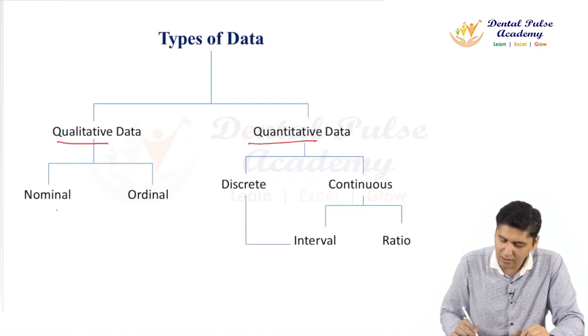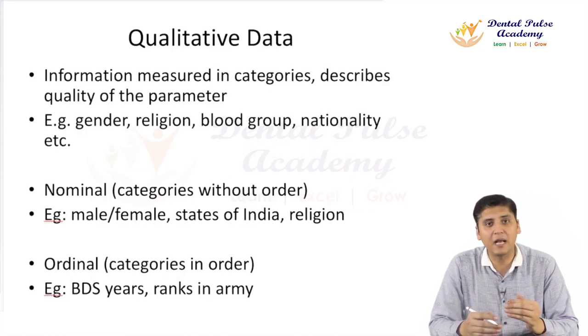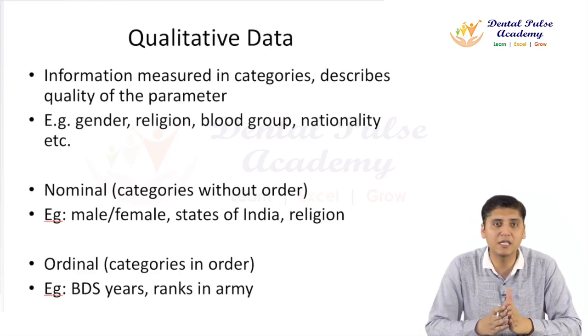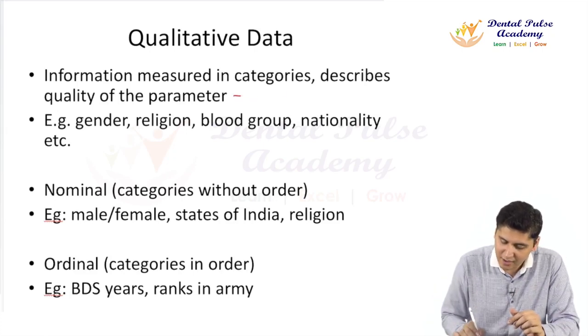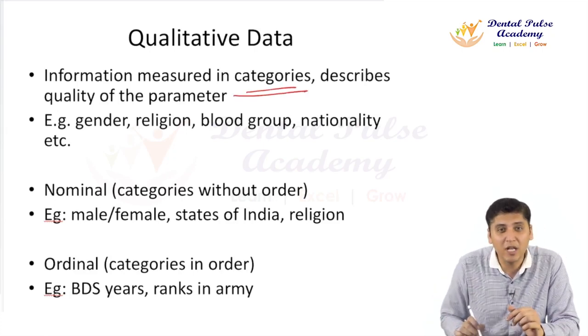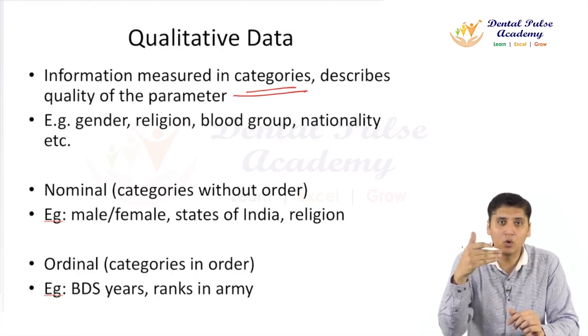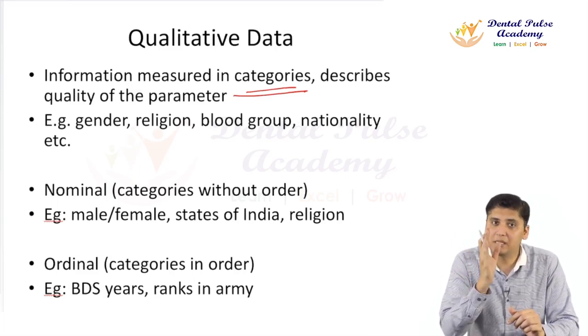Quantitative has two subparts, discrete and continuous, or we also call it interval and ratio. So what is qualitative data? Qualitative data, as the name suggests, is the type of information that is recorded as per quality or as per category. The information which is measured in categories and describes the quality of the parameter such as gender, religion, location, nationality, blood group, all those things which cannot actually be measured but can only be placed under a category.